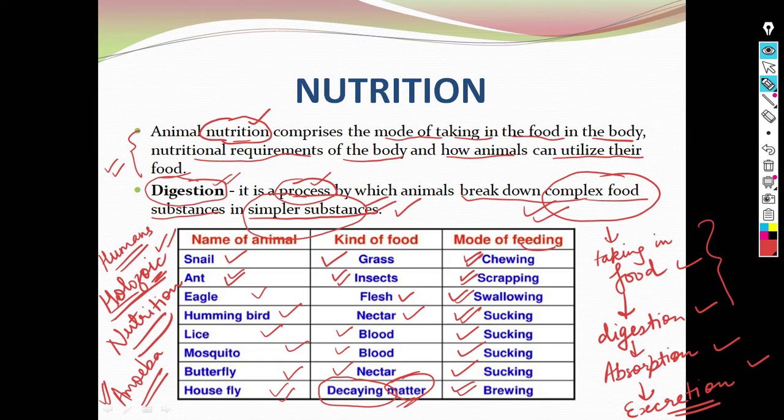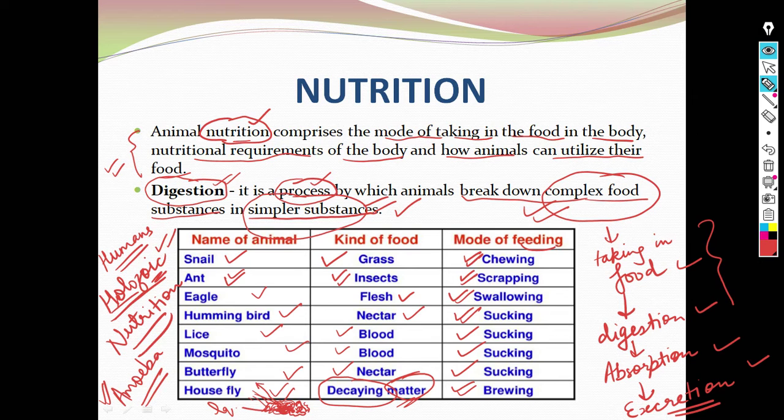Okay, by brewing. How brewing? They secrete some kind of juices on the decaying matter. Suppose this is dead and decaying matter, like spoiled food. What they will do is secrete some juices here, and the decaying material will digest because of the juices. So it will become liquid, and it will be broken down into simpler nutrients. Those nutrients will be taken up by the housefly.